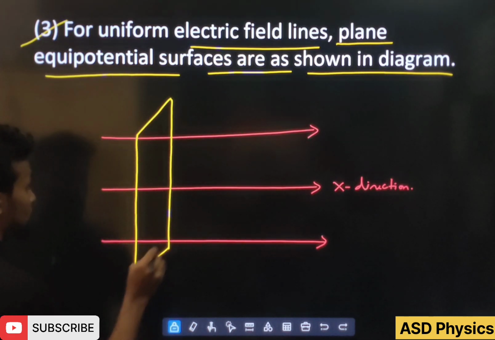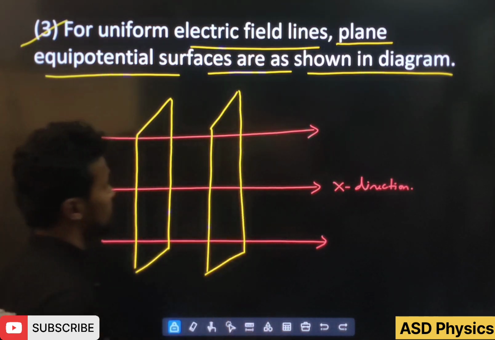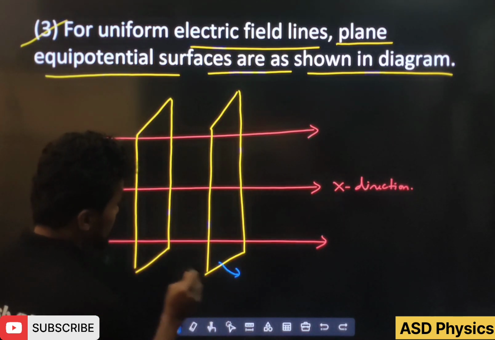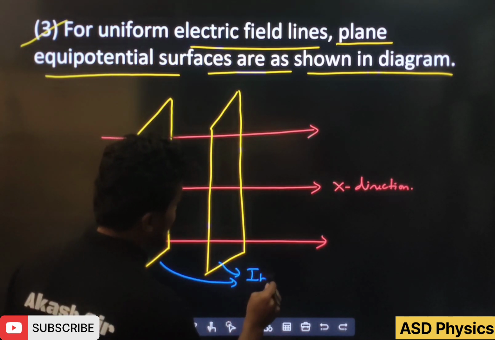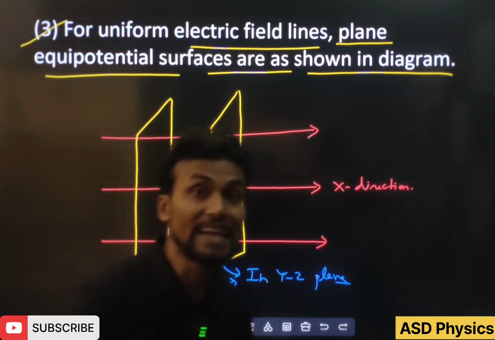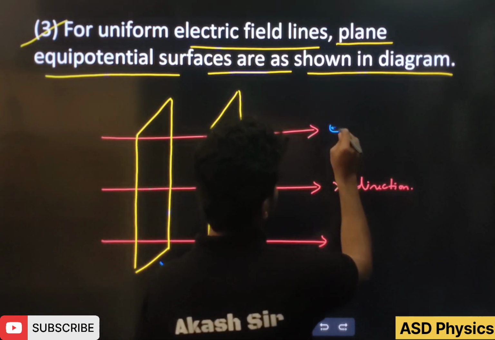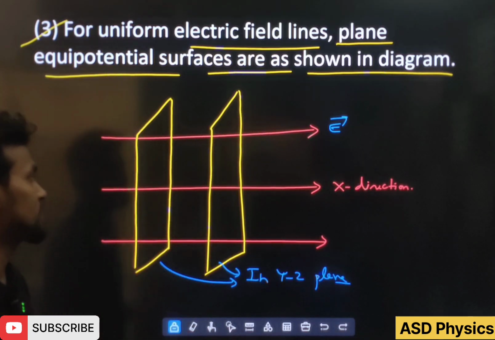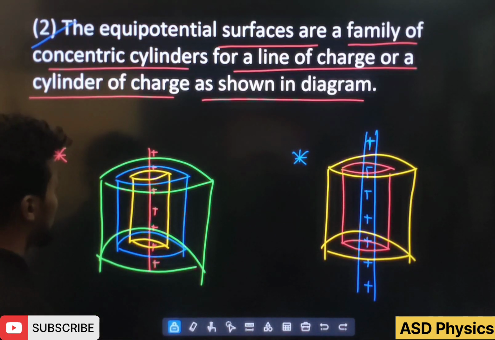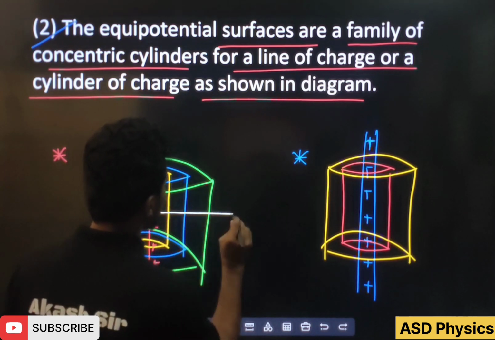Like this. They are the plane equipotential surfaces. And please remember one thing: this is in which plane? This is in the YZ plane, perpendicular. What have I told you? I have told you the angle between electric field lines and equipotential surface is 90 degrees. So the electric field is along the x direction, but the equipotential surface is in the YZ plane. That means they make 90 degrees, even in the previous situations also. Here also, if I draw now, electric field lines will be something like this.